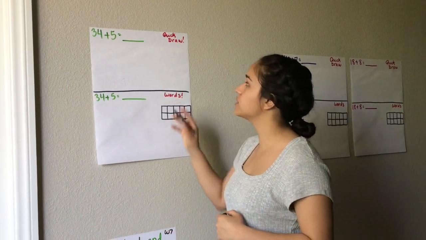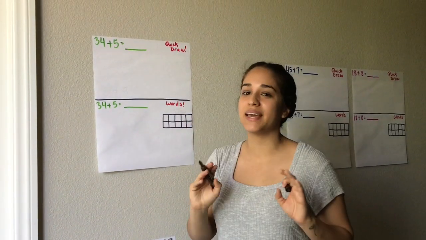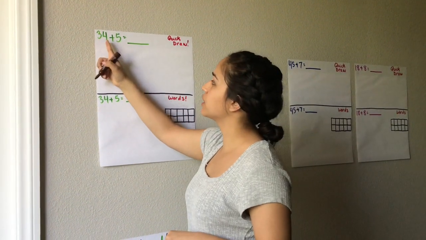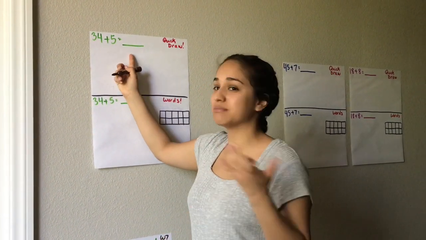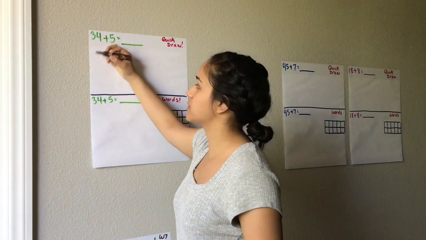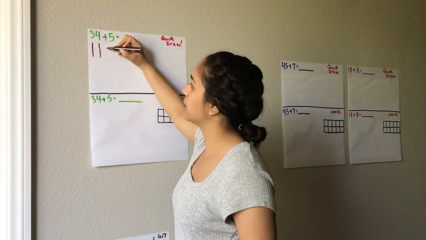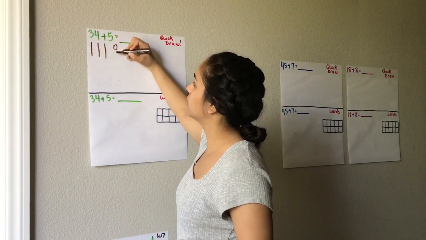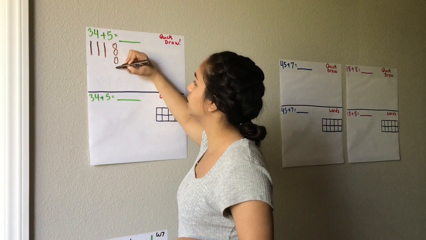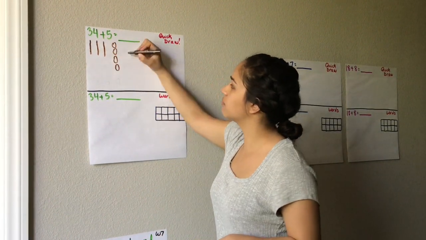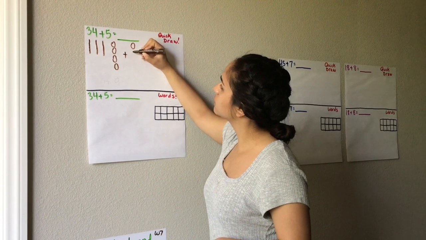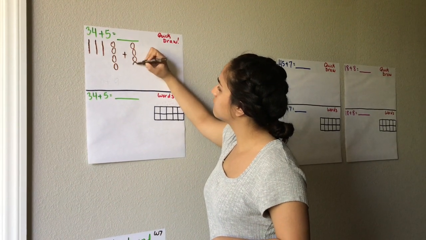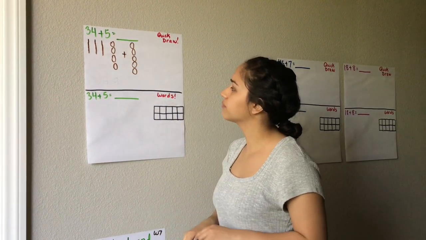The first thing we need to do is a quick draw. This is the same thing as sketch it out. My number is 34 plus 5 equals, we don't know yet, so let's represent that. 10, 20, 30, 31, 32, 33, 34, plus 5 more. 1, 2, 3, 4, 5.